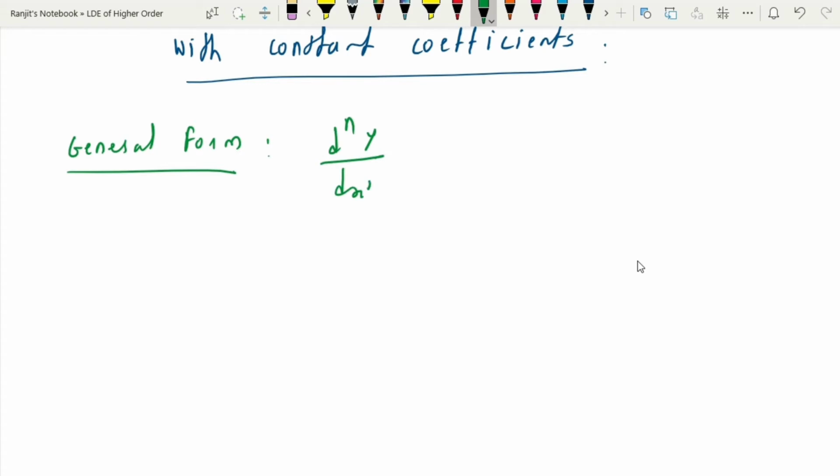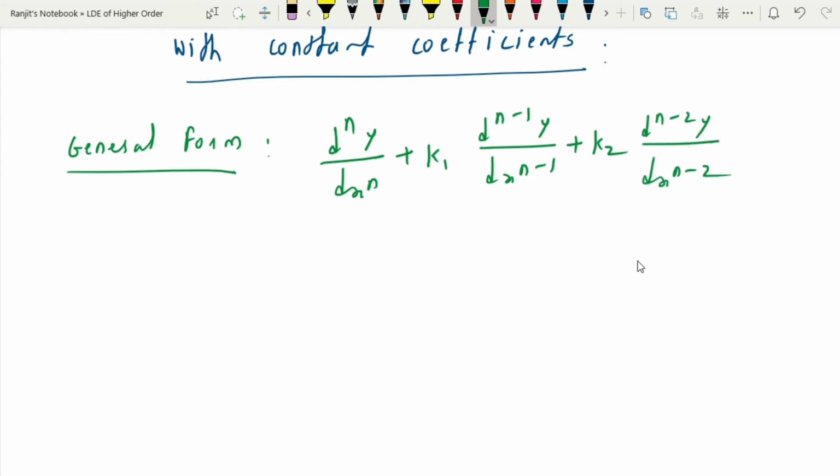Now the general form of the linear differential equations of higher order with constant coefficients is d^n y over dx^n plus k1 times d^(n-1) y over dx^(n-1) plus k2 times d^(n-2) y over dx^(n-2) plus ... plus kn y is equal to capital X, and this equation is denoted by 1.